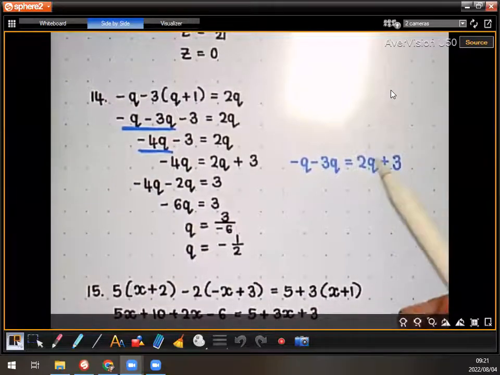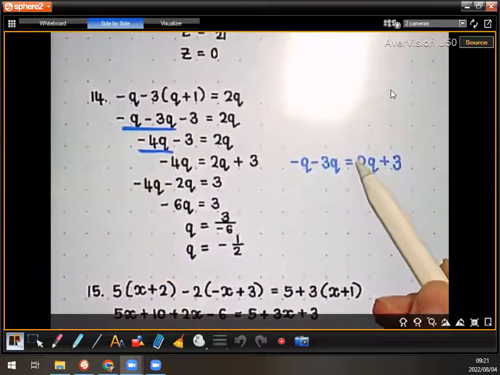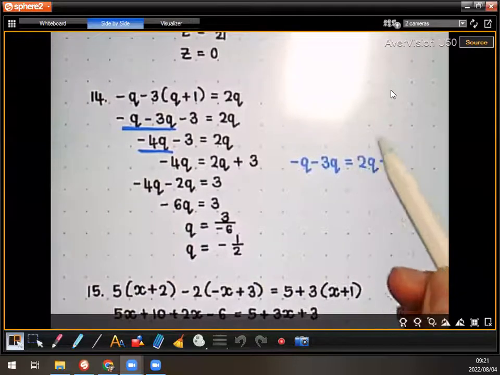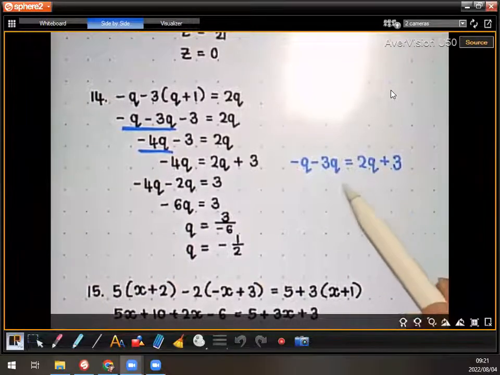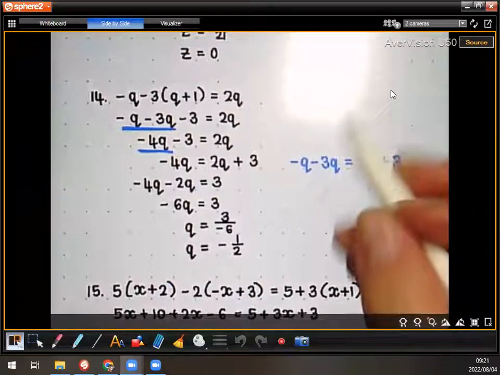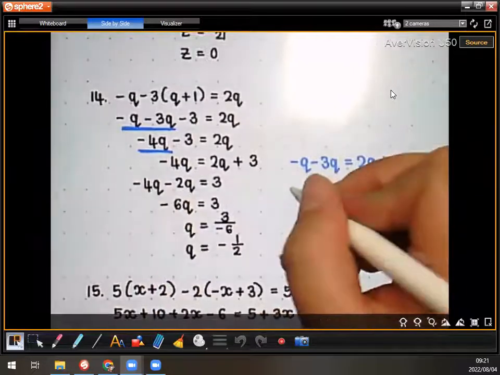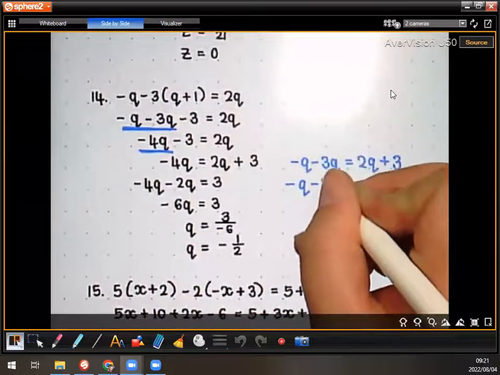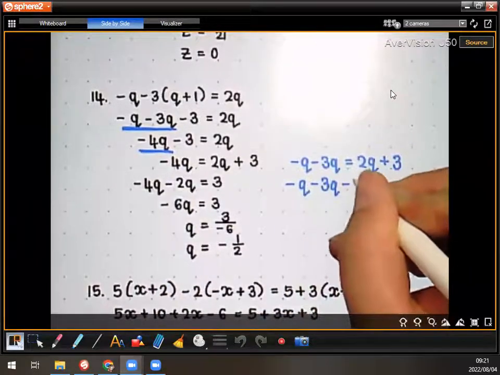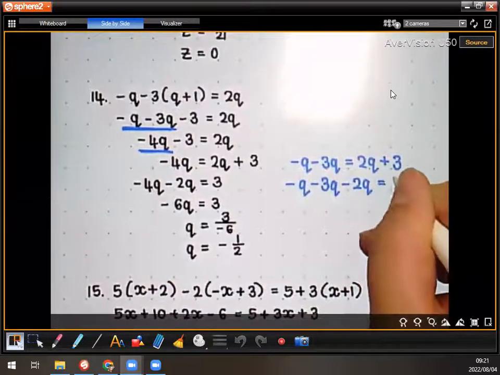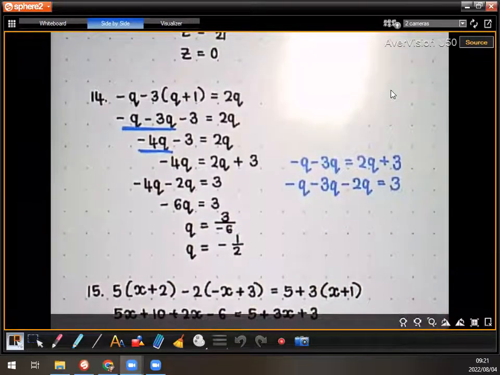Then in the next line, this is a plus in front of this 2q, right? Even though it's not written there. So what's the opposite of adding 2q? Subtracting 2q. So I had my negative 4q minus 2q, but it's fine if you had this. If you didn't simplify like I did, then you would have that line, which is fine. Negative q minus 3q minus 2q equal to 3.